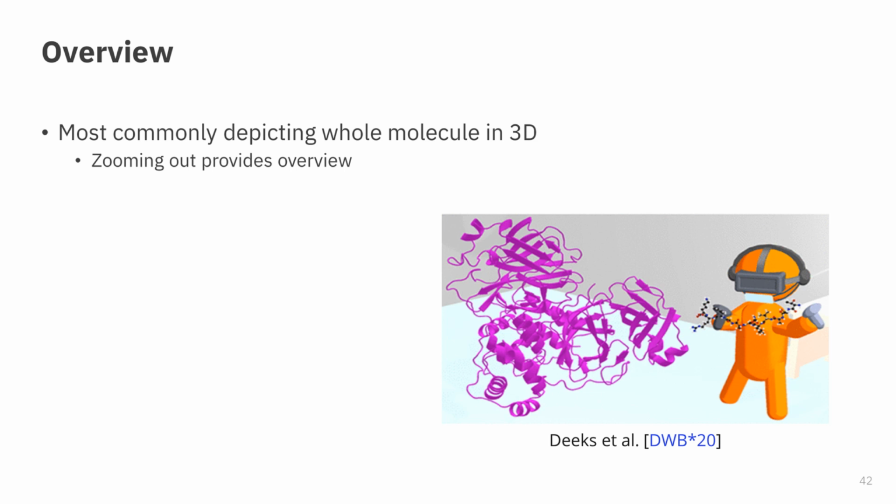Most techniques described in the survey papers provided the users with an overview of the data by showing the whole molecule in 3D using common spatial representations. The main reason is that zooming out is a fast way to get an overview of the entire data by reducing the overall size of all molecules.